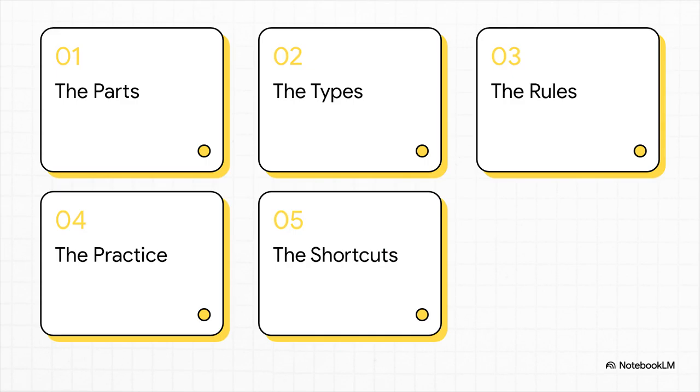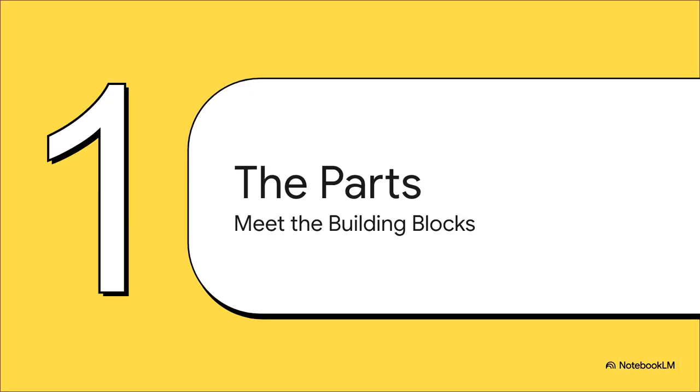Here's our game plan. First up, we'll meet the basic parts of an expression. Then, we'll see how those parts come together to build different structures. After that, we'll get into the rules of the game and actually put our knowledge to the test. And for the grand finale, we'll uncover some of algebra's coolest shortcuts. Let's jump in. All right, let's kick things off with the absolute basics.